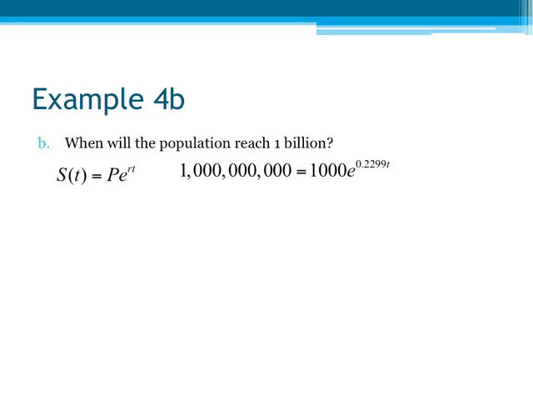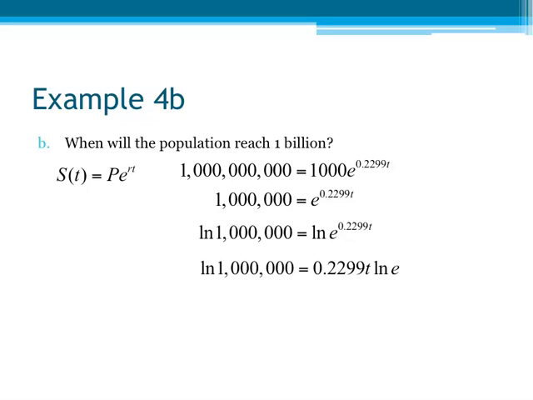Now we're going to isolate the portion that is being raised to the exponent. So we are going to divide both sides by 1,000. That leaves us with 1 million on the left is equal to e to the 0.2299t. And now we take the log of both sides, bring the exponent out in front, so we have 0.2299t times ln of e. ln of e is equal to 1. And now we get t by itself. So divide both sides by 0.2299.